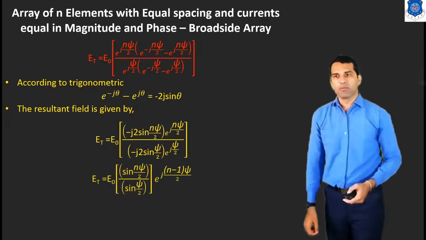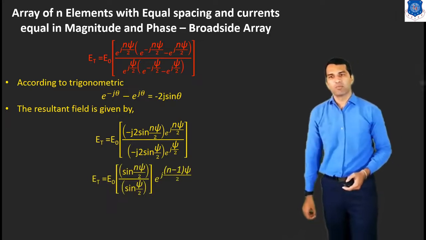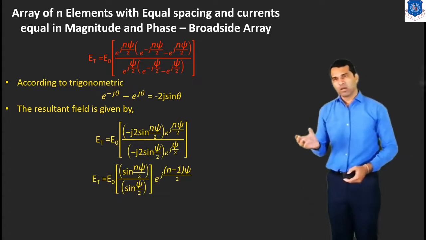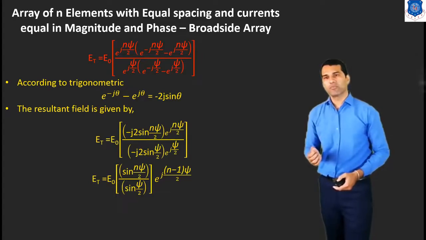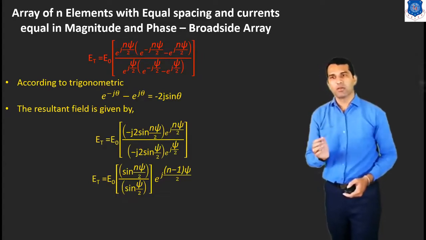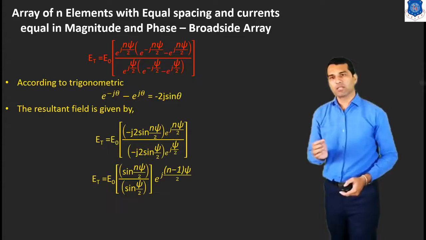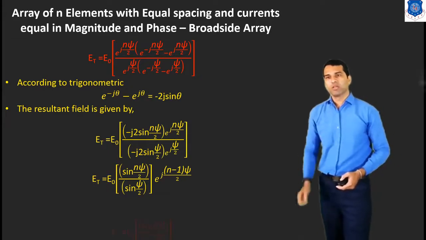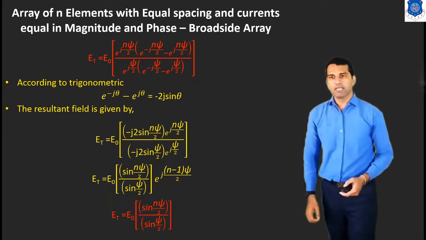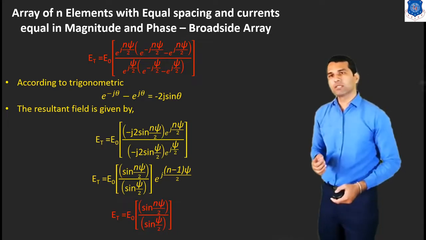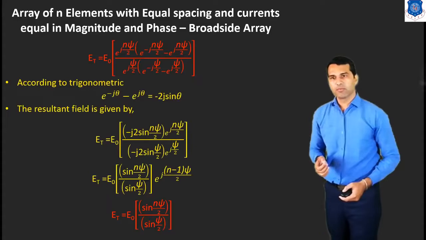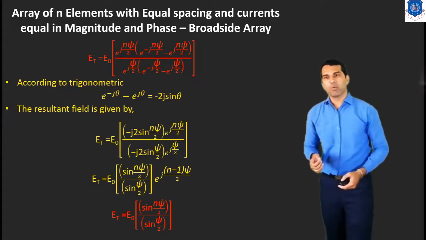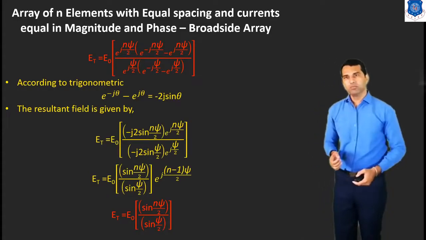Now we take this e raised to j term, and in this field we can write e raised to j(n minus 1) psi by 2 as common. And the magnitude of this electric field we can write as Et is equal to E0 sine n psi by 2 upon sine psi by 2.